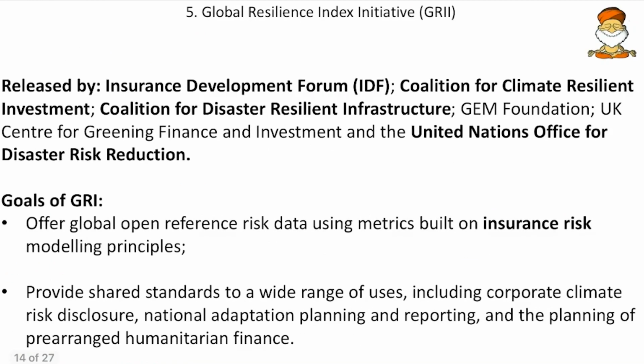Then come to the next, the Global Resilience Index Initiative. This is released by a consortium of various organizations, that is the Insurance Development Forum, then the Coalition for Climate Resilient Investment, and then the Coalition for Disaster Resilient Infrastructure, then the GM Foundation and the UK Centre for Green Finance and Investment, and the United Nations Office for Disaster Risk Reduction. So there are so many organizations. Remember the important ones and remember which are related to the United Nations. At least remember the UNDRR, that is the United Nations Office for Disaster Risk Reduction.